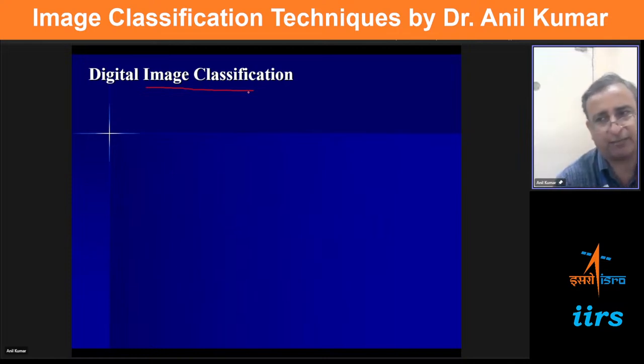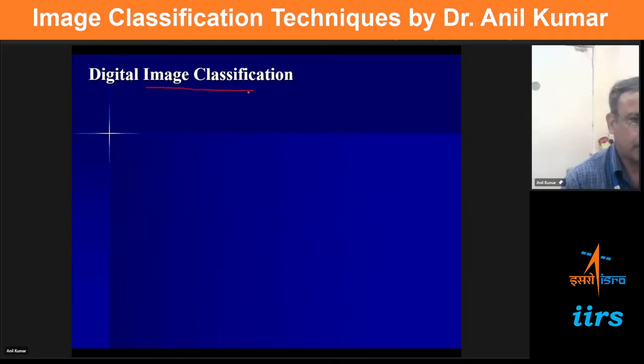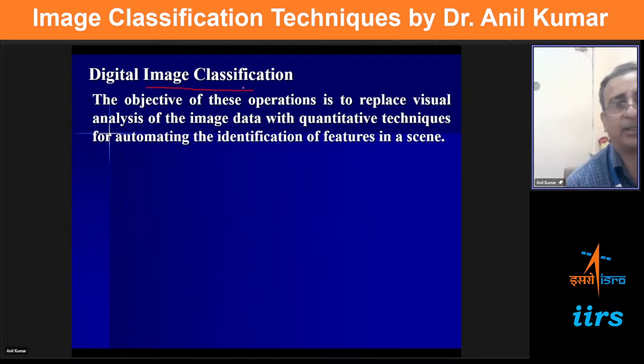The basic objective of digital image classification: the question is why we should go for it. The answer is when we want to prepare a land use, land cover or thematic map, where we want to extract water body, built up area, forested area, agricultural land with crop, without crop, barren land, and so forth. So we can go for digital image classification. The objective of this operation is to replace the visual analysis of the image data with quantitative techniques for automating the identification of features or objects in a satellite scene.